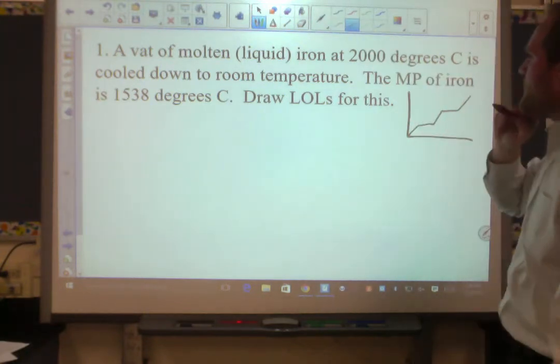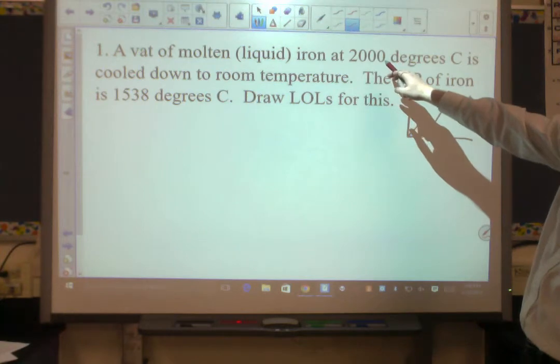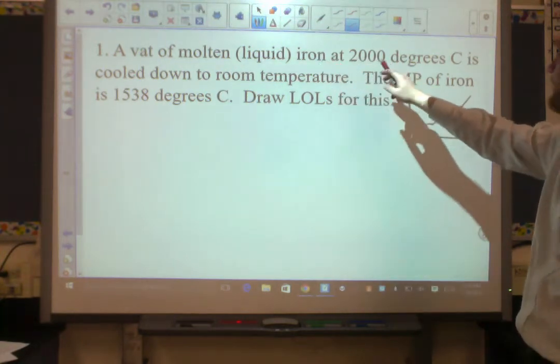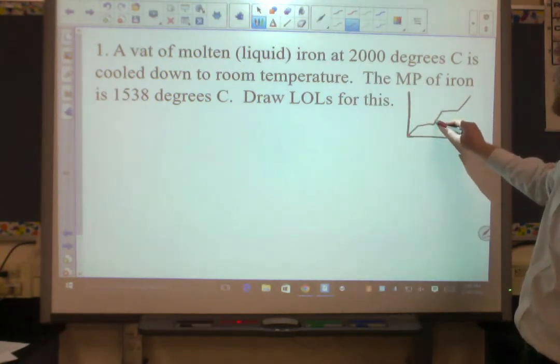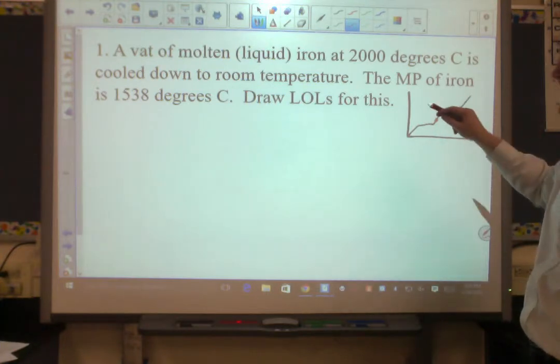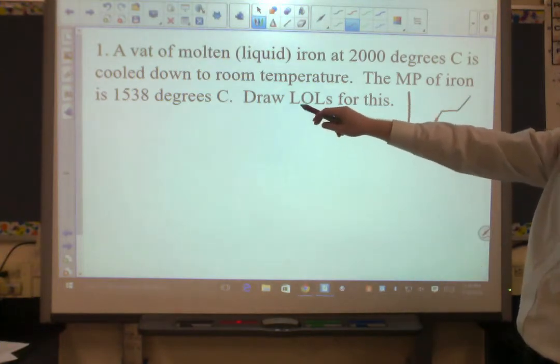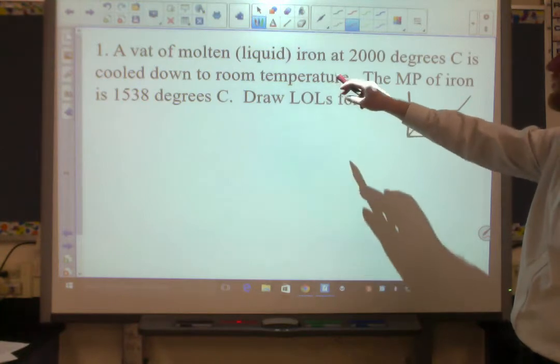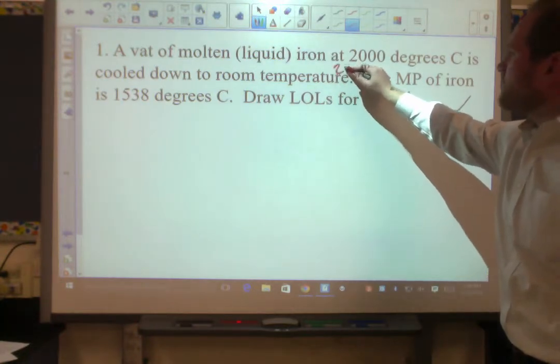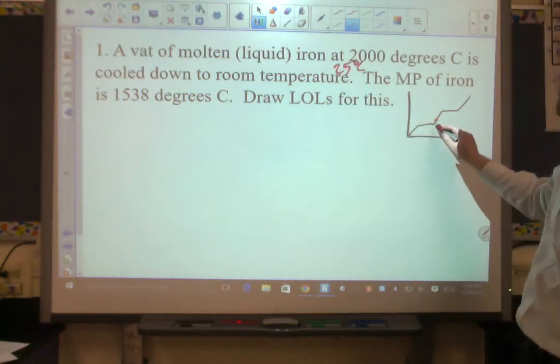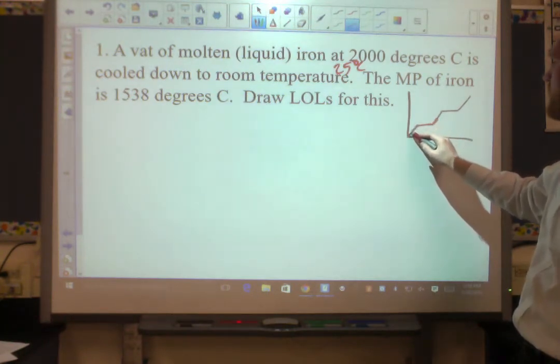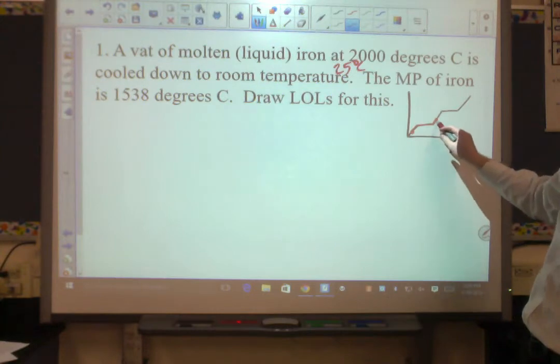All right. So it tells us we're at 2000 degrees. And it tells you it starts out molten or liquid. So let's just assume we're starting right around here. The melting point is 1538, and it's going to cool down to room temperature. So we'll call this about 25 degrees Celsius. So it's going to cool down to 1538, then it's going to freeze, then it's going to cool all the way down to room temperature. So starting point, ending point.